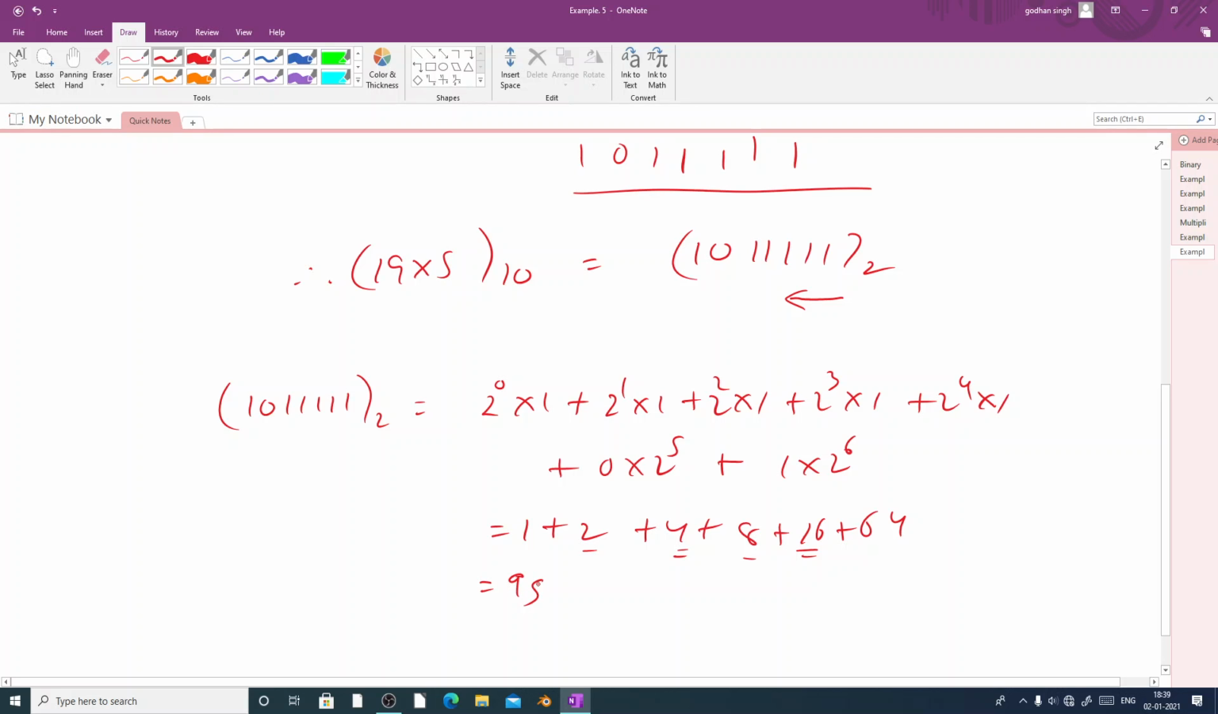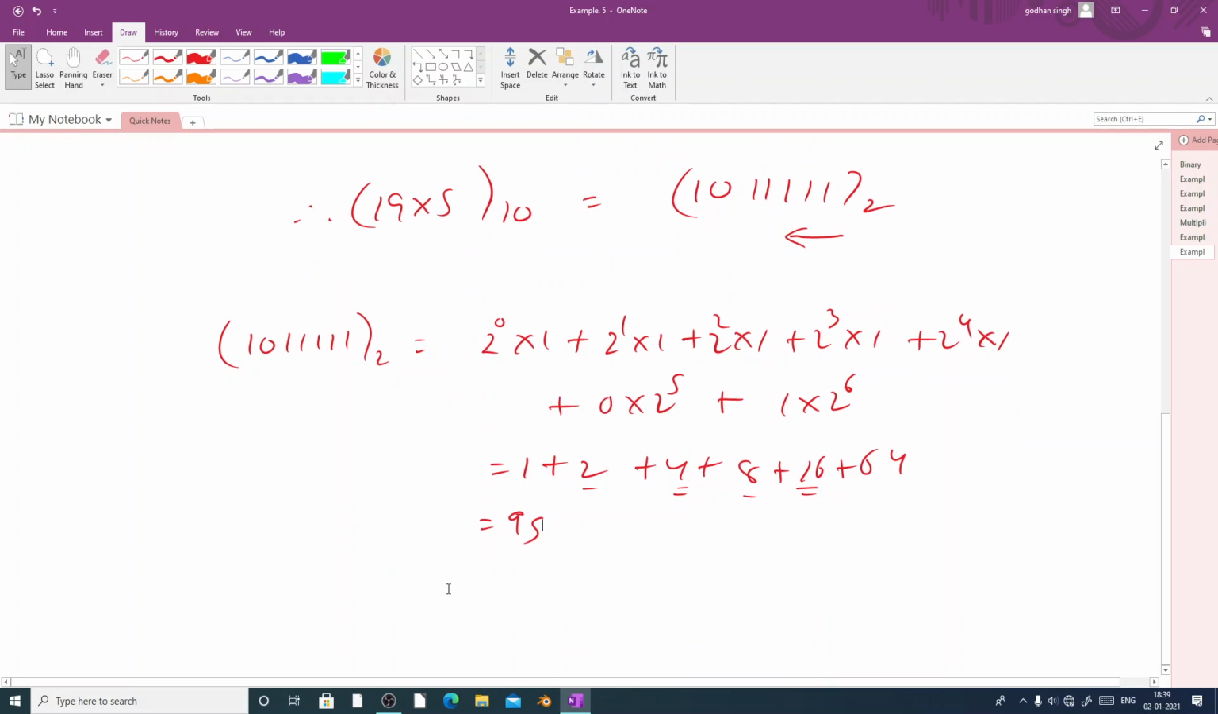And let us see whether on multiplying 19 and 5 we are getting the same or not. So 19 into 5. 5 into 9 is 45, 4 carried over, 5 into 1 is 5, 5 plus 4 is 9, so 95. So we are getting the same answer. That means the binary number which we have got, 1011111, is our correct answer. So this is how you have to multiply two numbers in binary numbers.